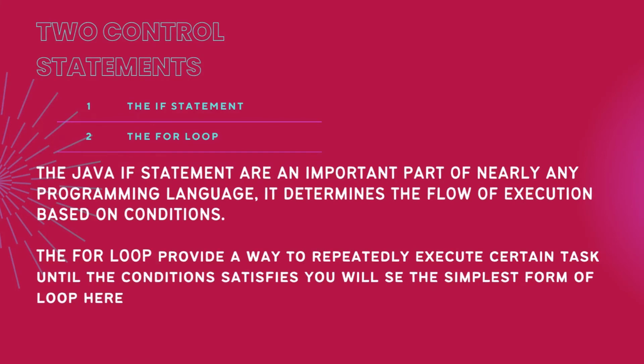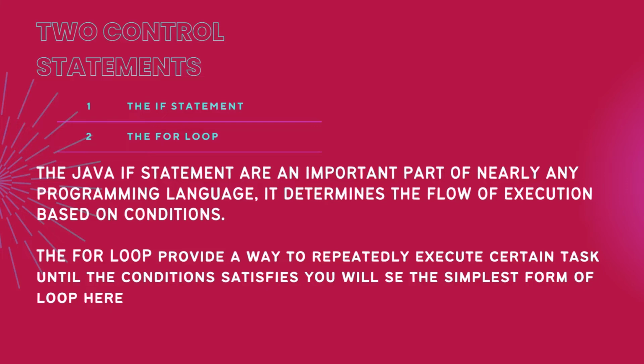Now let's see the two control statements. Although we will look closely at the control statements in the next chapters, the two are briefly introduced here. First is the if statement, and second is the for loop statement.